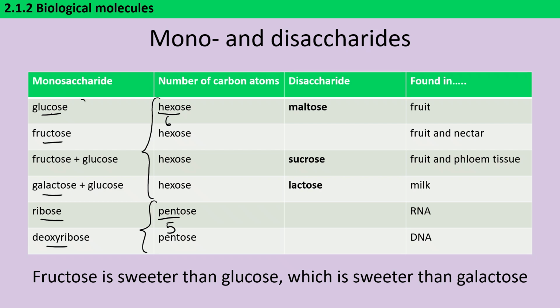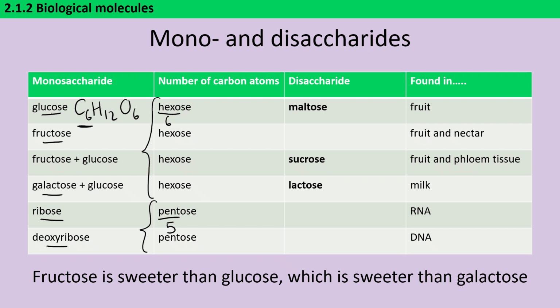So you already know that glucose is C6H12O6. So as you can see there, we've got 6 carbons, and that's going to be true of the rest of the hexoses as well. And then the pentoses only contain 5 carbon atoms. Despite having the same molecular formula, fructose, glucose and galactose have different sweetnesses, and this is based on the different arrangement of those atoms in space.